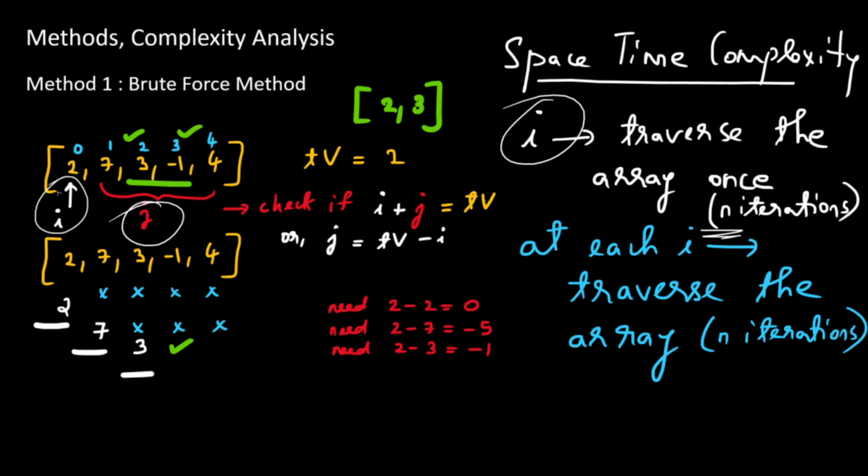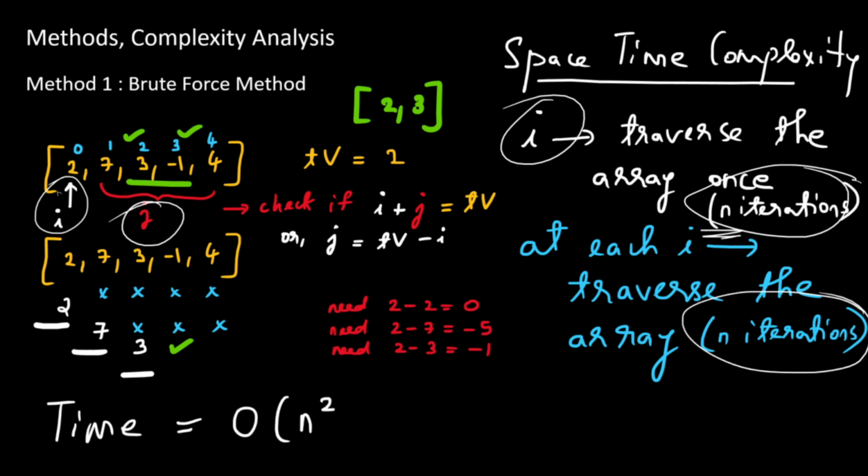So for every iteration over here, and we have n iterations over here, for every one of these iterations we are doing n iterations again, right? So that's why the time complexity of this solution is O of n into n, which is O of n square. Now it's true that we are doing only n minus 1 operations over here, and when I was pointing to the index 1 with the value 7, we were doing only n minus 2 iterations over here. But then we just need to know the trend, right?